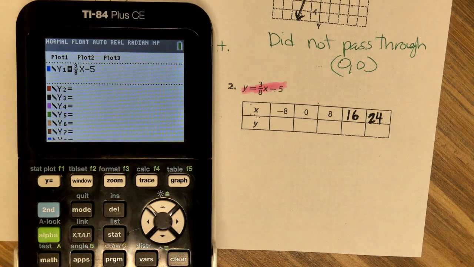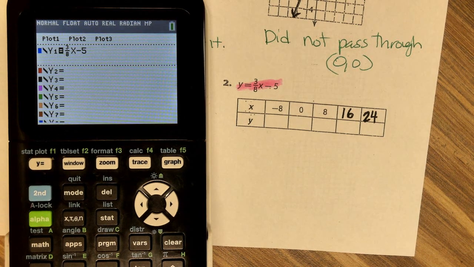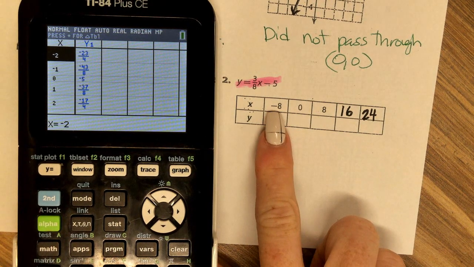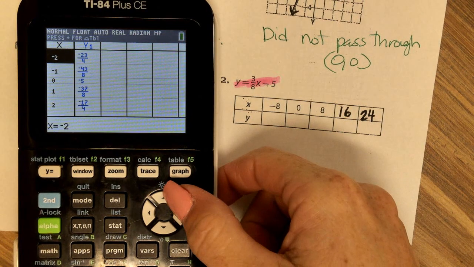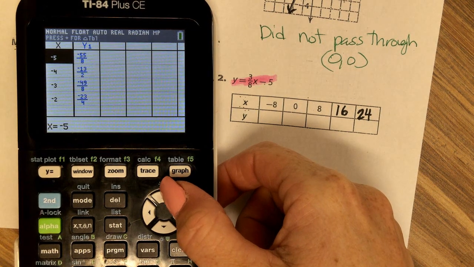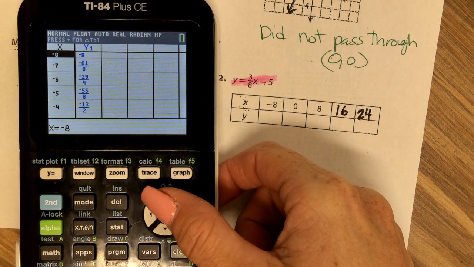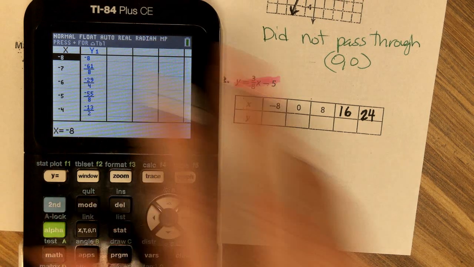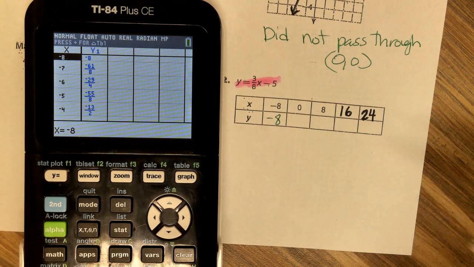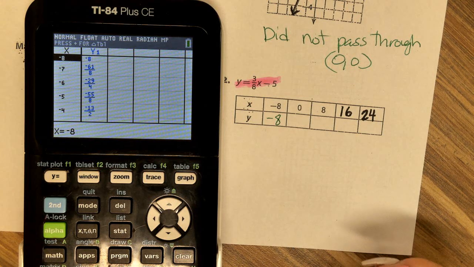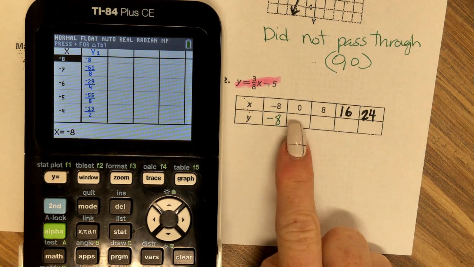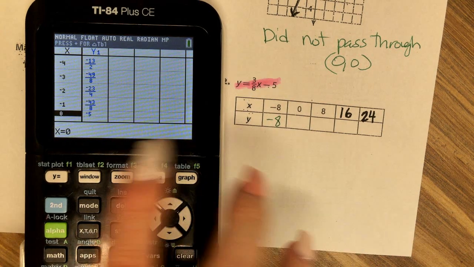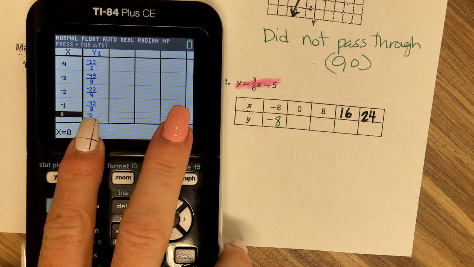Did everybody get there? Now what do I hit? Second graph, or second table, whatever you want to say. And I'm looking for when x is negative 8. So you're going to have to arrow until you get to when x is negative 8. Did y'all find it? When x is negative 8, what is y? Negative 8. You can scroll all the way to negative whatever. Now I'm scrolling to when x is 0. So you got to push your down button to get back to 0. When x is 0, what is y? Negative 5.